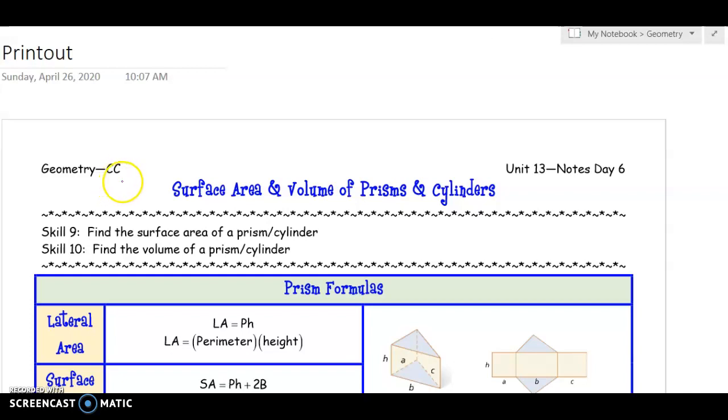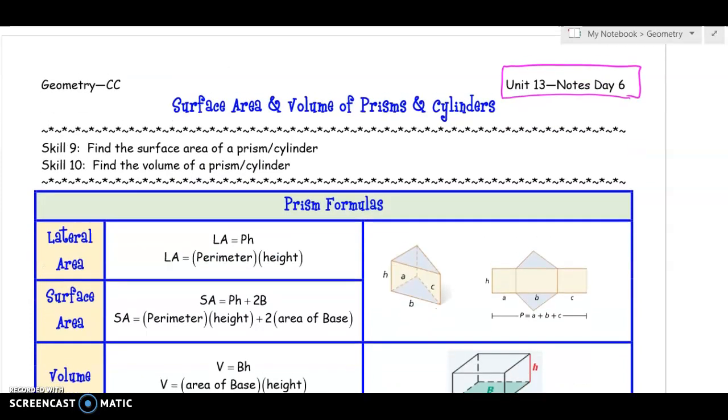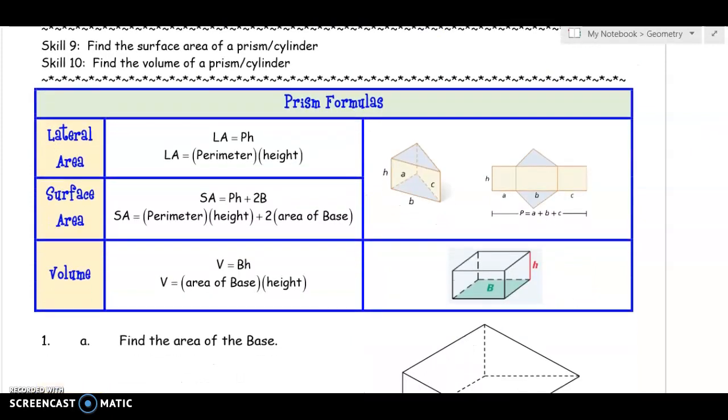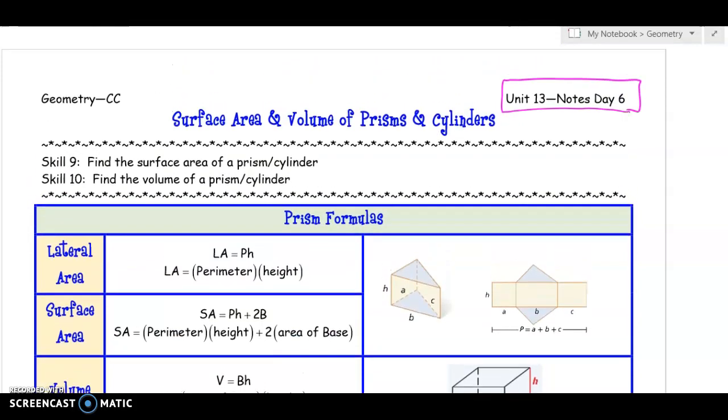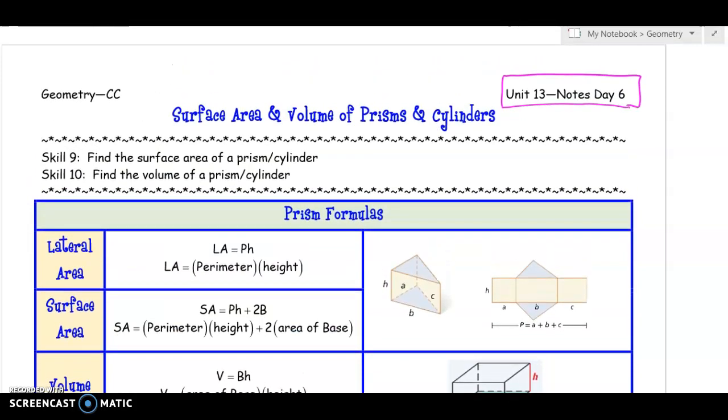Hello Geometry, we are moving on to the Day 6 notes in the Unit 13 packet, which you don't have, but all of it is on Canvas for you, and you can print them out or do them on your own paper. We are moving on to surface area and volume of different three-dimensional shapes.